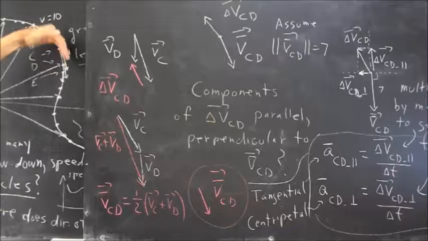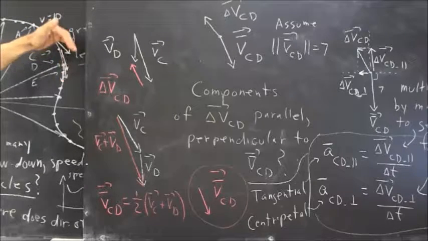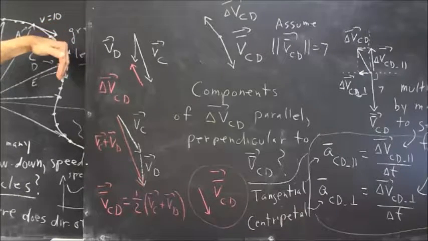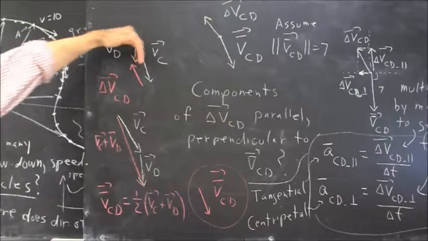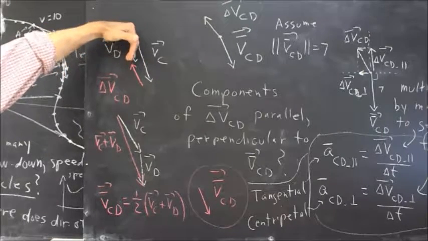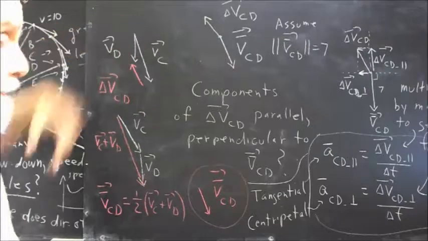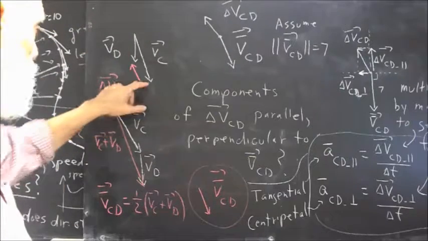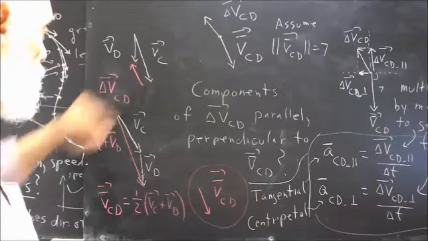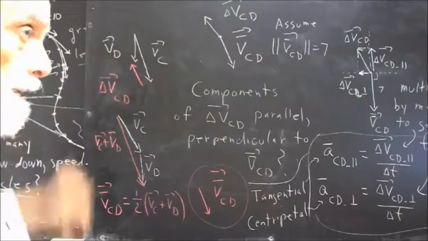And it's also still moving around the curve, changing direction in the counterclockwise direction, so the VD vector will be counterclockwise from the VC vector. The delta VC will actually go from the tip of this vector to the tip of this vector, but I've offset it a bit just for clarity.